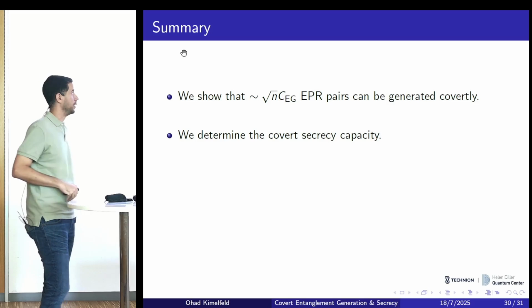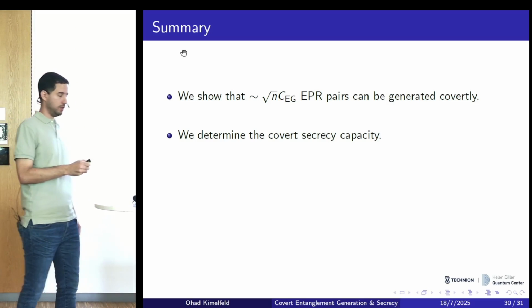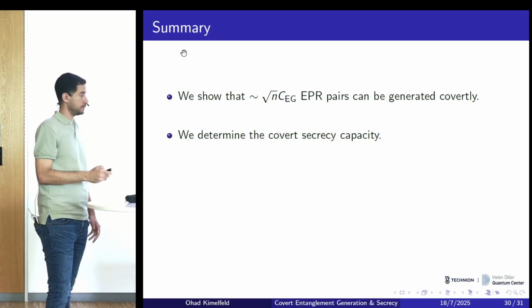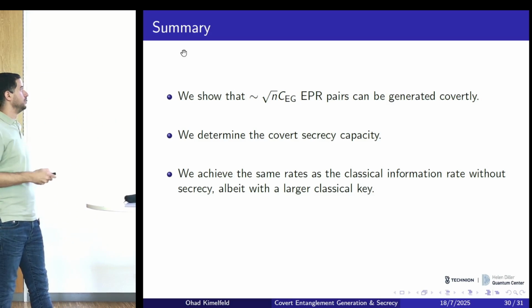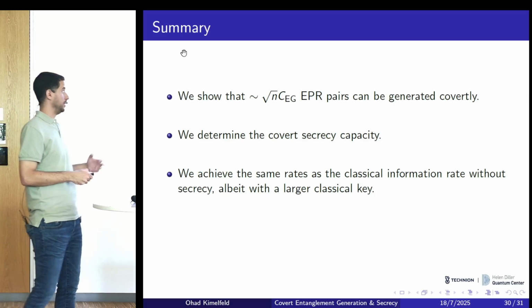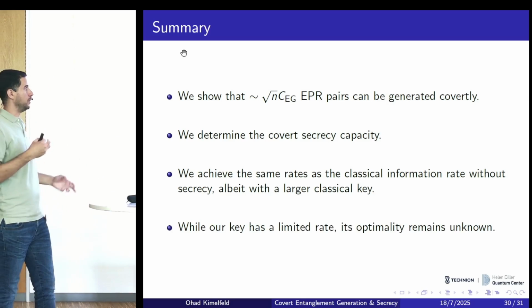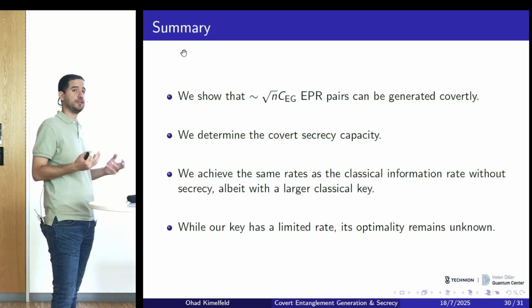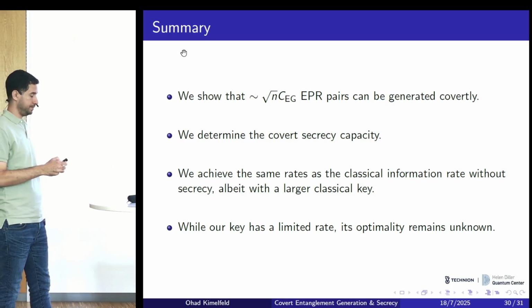Our second main result is that we determine the covert secrecy capacity, which are equal. And both of them are equal to the rate or capacity for classical communication without secrecy. But in our scheme, we need a larger key. And although our key has a limited rate, its optimality still is unknown.